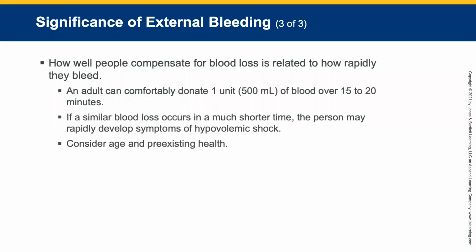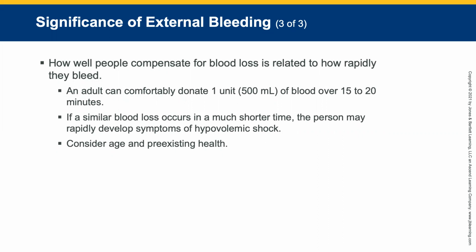All right, so how well people compensate for blood loss is related to how rapid the bleeding is. An adult can comfortably donate 1 unit of blood over a period of 15 to 20 minutes. If a similar blood loss occurs in a much shorter period of time, the person may rapidly develop symptoms of hypovolemic shock. The age and pre-existing health of a patient should be considered.